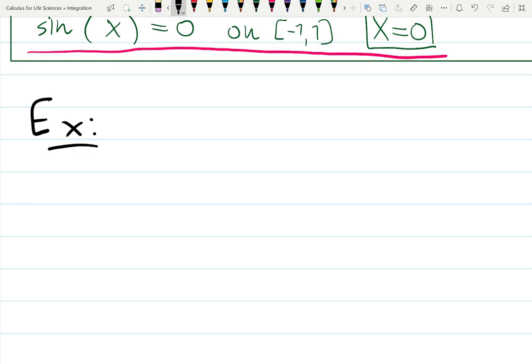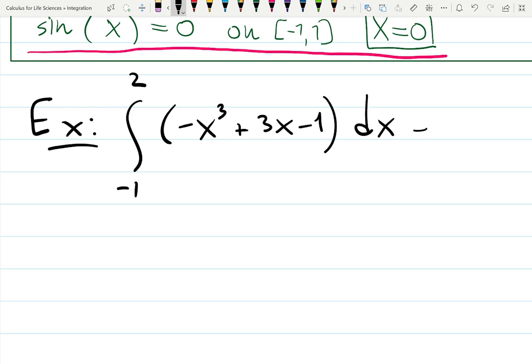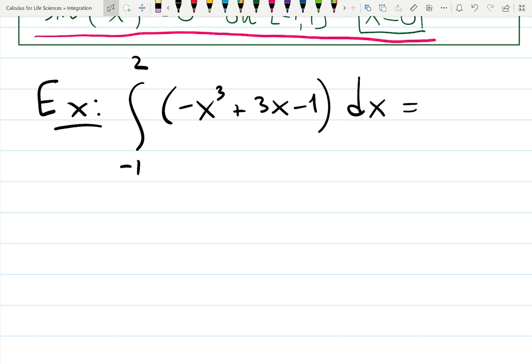One more example. Integral from minus 1 to 2 of minus x cubed plus 3x minus 1 dx equals. It's a new example. Let's do it. Who wants to tell me the beginning? New topic, and you're already handling it really well. Do you want to tell me?